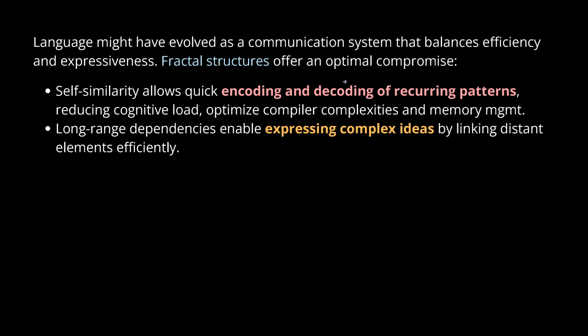This you can extend if you want, that this self-similarity allows for a quick encoding and decoding of recurring self-similar patterns, reducing in the case of a human our cognitive load. But if you think about AI, we can now optimize our compiler complexities, and there should be some beautiful solution for the memory management that we currently need to optimize. Plus, if we talk about reasoning, those long-range dependencies can enable us to express complex ideas by linking distant elements much more efficiently when we model them in computational linguistics with fractals.